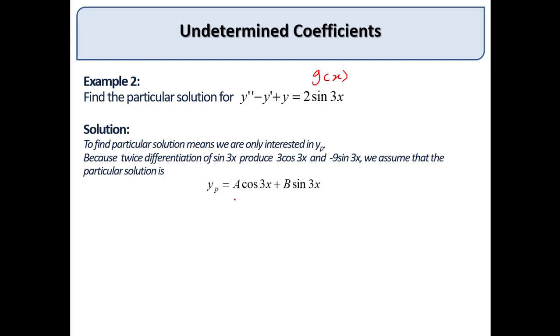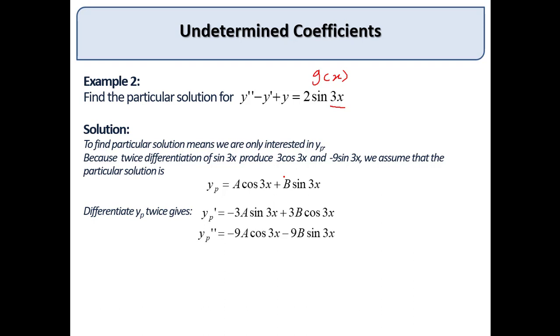So now, because we have a sine function, we have yp equal to a cosine 3x plus b sine 3x, because the function here is actually sine 3x. Next, similarly, we do differentiation twice, because this is a second order ODE.